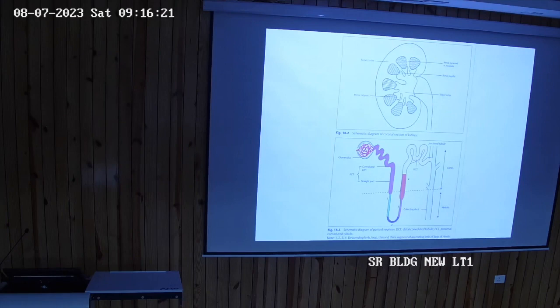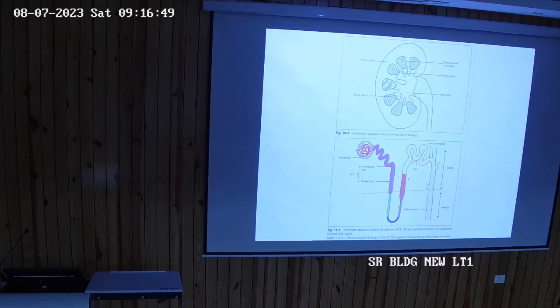In each pyramid there are tubules. The tubules are of different sizes: collecting tubules, distal tubules, and so on. Through these tubules the urine comes into the minor calyces, and then the major calyces. From the major calyces it comes into the renal pelvis and is then excreted out. That is the gross picture, which we can see by the naked eye also.